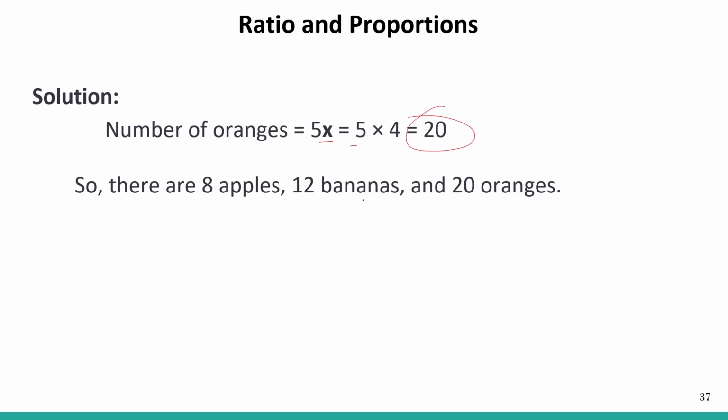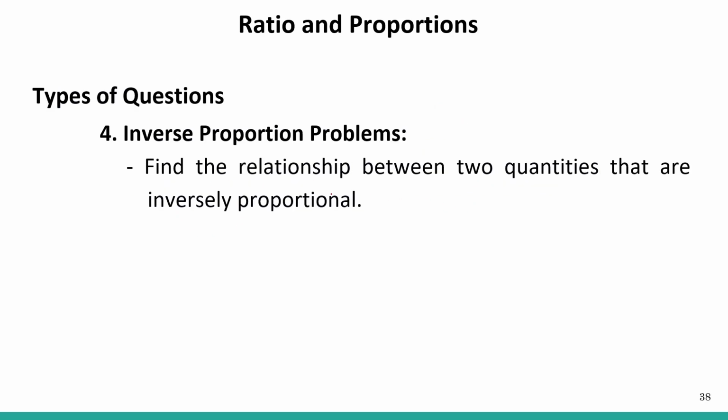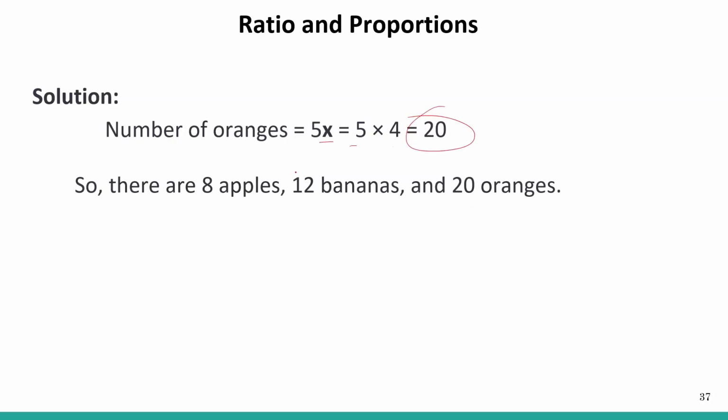There are 8 apples, 12 bananas and 20 oranges. So this is the final answer: 8 apples, 12 bananas and 20 oranges. Final answer.